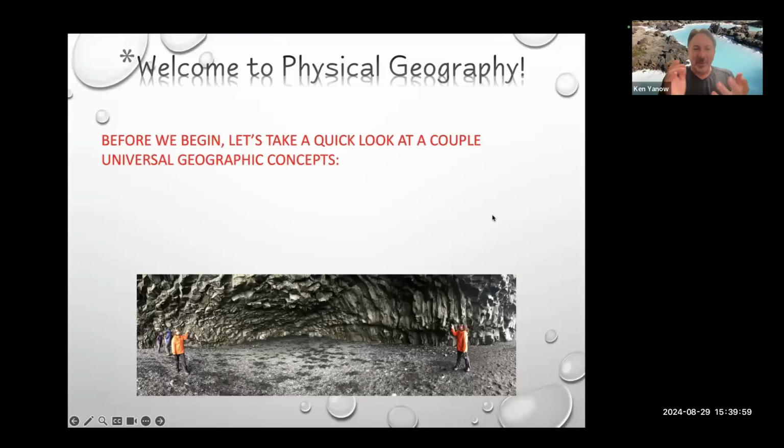What is physical geography? Before we actually talk about physical geography, I want to take a look at a couple of universal geographic concepts. But before we even look at those concepts, I wanted to share with you this picture that I have down here. And this is not twins. This is a friend of mine.